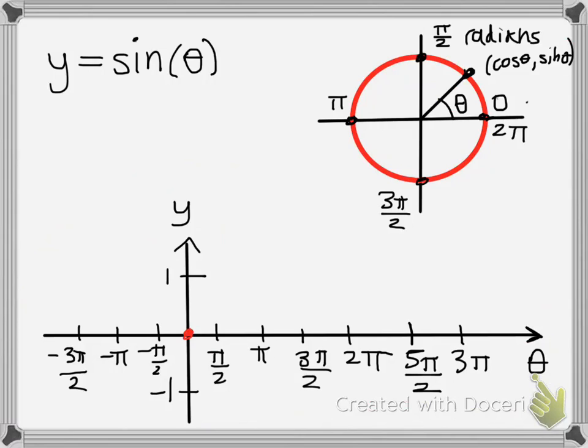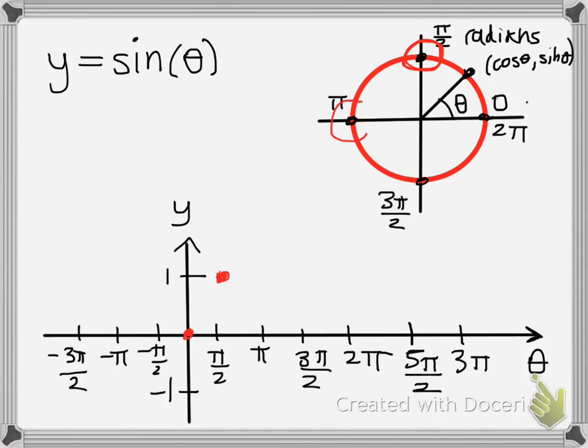Okay, so that's good. Now let's plot pi over 2 radians, which is 90 degrees, which I've labeled up here. Sine of theta, which is just the y coordinate, is 1, because remember, the unit circle is radius 1. So if we're at the top of the unit circle, the y coordinate is 1. So sine of theta is equal to 1.